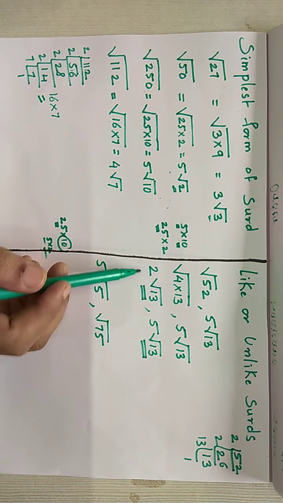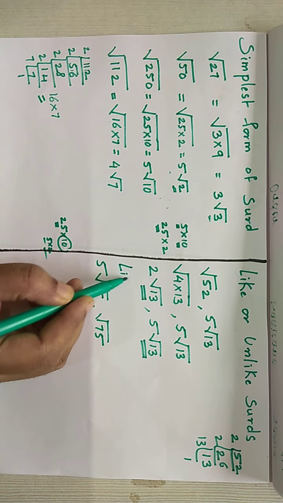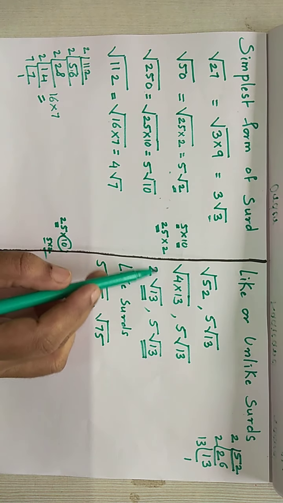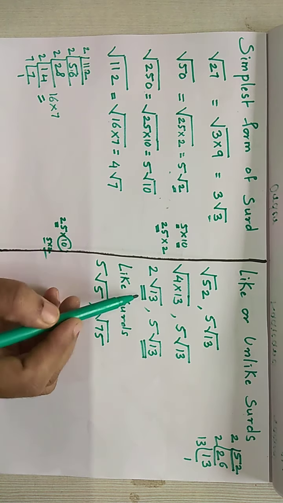So such surds are called like surds. They both are the same, so they are called like surds. You have to see only the third portion, not the outside number. Only see the third portion. If they are the same, we call it like surds.